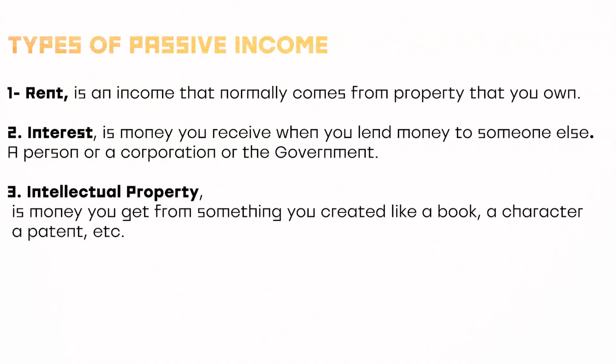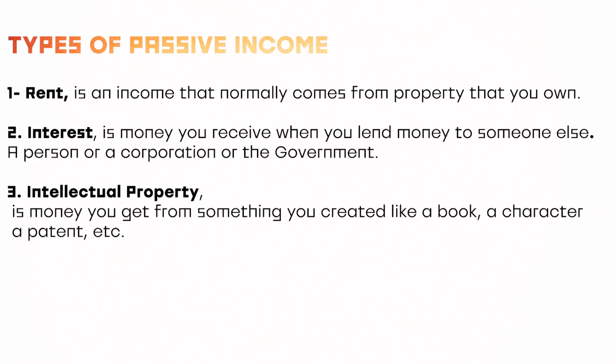The third type of passive income I want to talk about now is intellectual property. It's the hardest type of passive income to achieve. Why? Because you have to use your brain, your creativity, in order to collect that type of income. So what is intellectual property passive income? It's money you receive from something you created. Believe it or not, you can create things. You can write a book, you can write a song, you can create a character, you can register a patent.